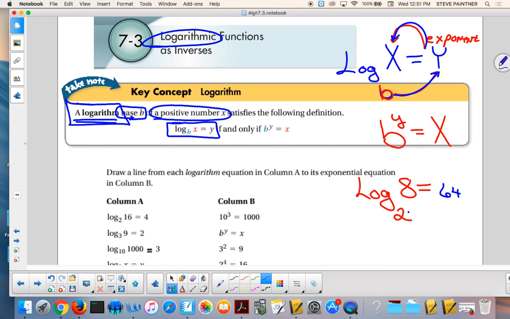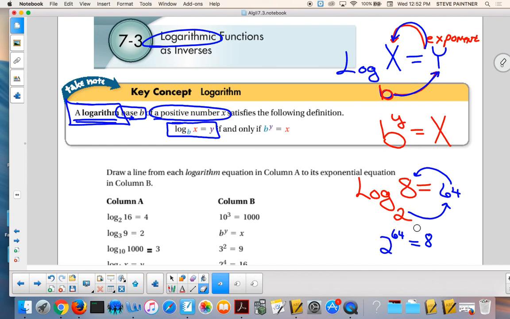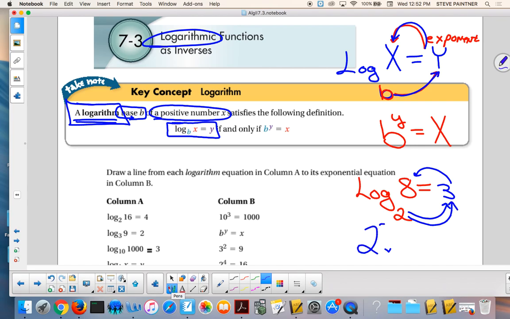So here's what you say. You're saying, 2 to the what? 2 to the 64th power equals what? 8. Is that right? No. What did you say, Harry? Harry says 3. Okay, let's check 3 out. Okay, I put a 3 in. Let's check it out. 3 goes here. 2 to the what? 2 to the 3rd. Does it equal what? 8. Yes, that's the answer. The answer was 3.